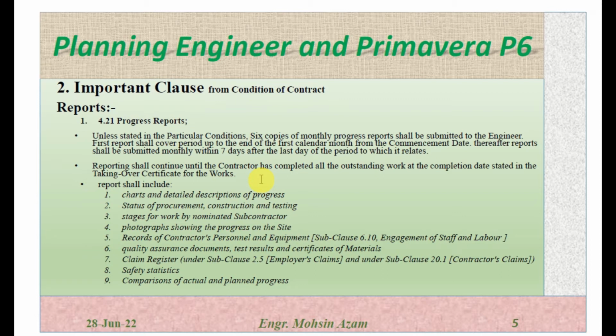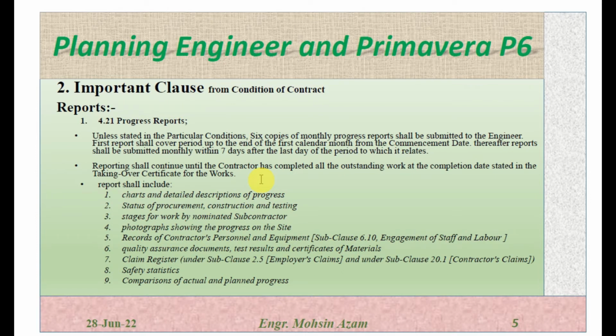Charts means the progress curves, which is the S curve, and the manpower and equipment histograms. You should have to submit status of the procurement. The contractor should have to submit the status of the procurement, construction and testing stages of the work by nominated subcontractors. All the works which are allocated to the nominated subcontractor, the status of this should be submitted every month to the engineer. Photographs of the progress should be submitted, and the actual record of the equipment and contractor personnel or manpower should be submitted every month.